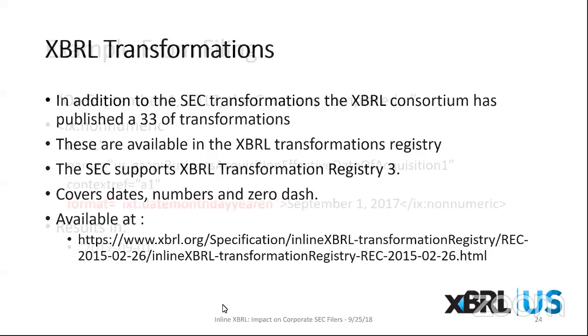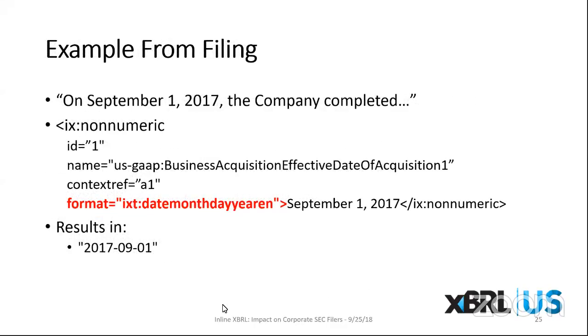And if we go ahead another slide, we have an example of what the syntax for a transformation might look like. Here you can see we have our actual tag value. The sentence we're tagging is, on September 1st, 2017, the company completed. If we want to tag that date, September 1st, 2017, it would be with a non-numeric tag, and we need to specify the actual format as a transformation we're going to be using to convert that into the appropriate date format the SEC is expecting. In this case, our transform takes our date input, and it results in our 2017-09-01.